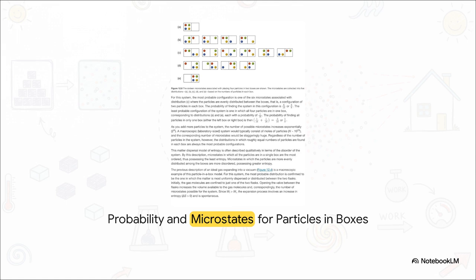Think of it like rolling a pair of dice. Rolling a 7 is the most probable outcome because there are simply more combinations, or microstates, that add up to 7 than any other number. In a gas, a state where particles are evenly distributed has exponentially more possible arrangements than a weird state where all the particles decide to huddle up in one corner.